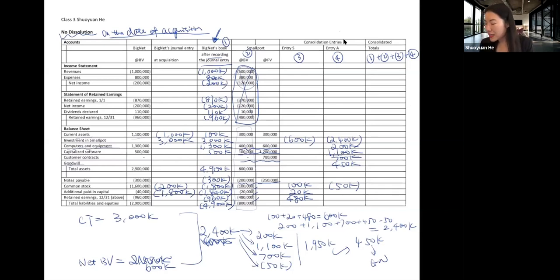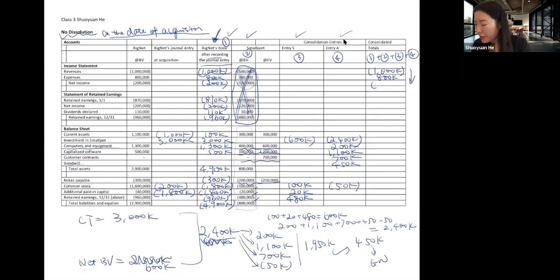And then for the consolidated total, we add up big net's book, small parts book, consolidation entry S and A. The thing we need to pay attention to in this situation is we don't need to worry about any of small parts' net income before the acquisition. So for the revenue, we just carry over, because we don't need to worry about small parts' net revenue before acquisition. So we just use big net's revenue, which is 1 million. And the expense, it is the same thing, 800,000.